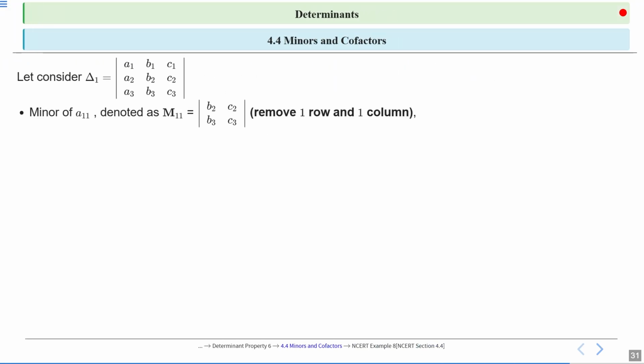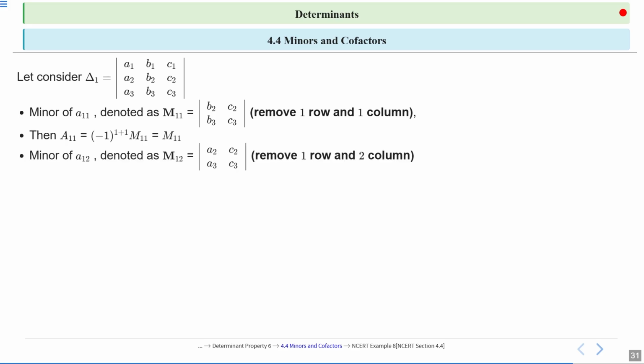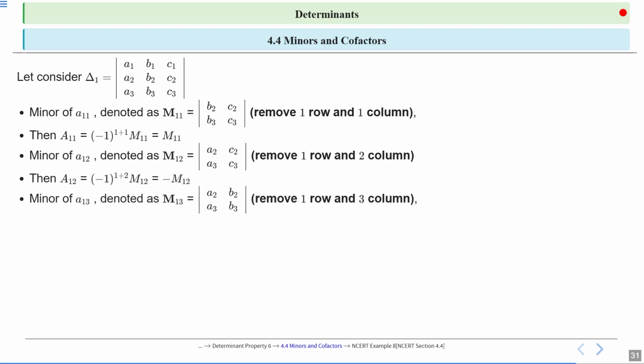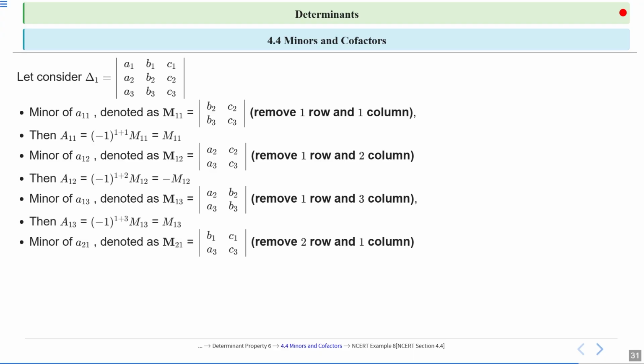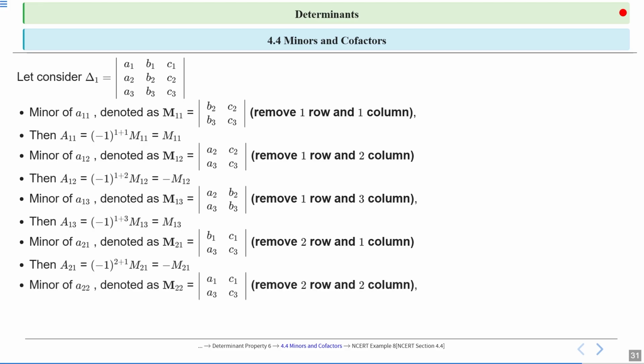So here is a given determinant. The minor of a11 is denoted as M11. Just cancel the first row and first column. We get b2 c2 b3 c3, and when we multiply with minus 1 to the power i plus j, that is minus 1 to the power 1 plus 1, we get the cofactor from M11. In a similar way, we get the cofactors A12 and A13. So we calculate the cofactor for all the elements.